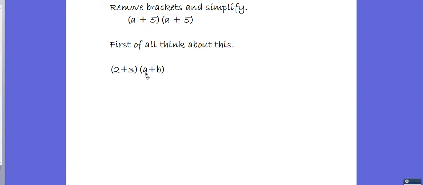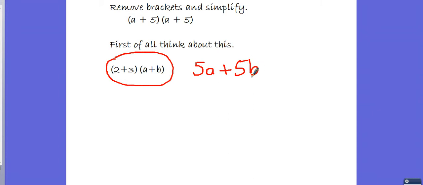First of all, I want you to have a little look at this here. It's just a way to think about it. So we've got 2 plus 3 groups of A plus B. And as we know from all the work we've done, 2 plus 3 groups of A plus B is going to be 5 groups of A plus B. That's just 2 plus 3 together. 5 groups of A is 5A, and 5 groups of B is 5B.